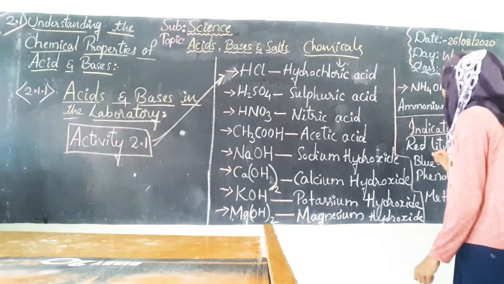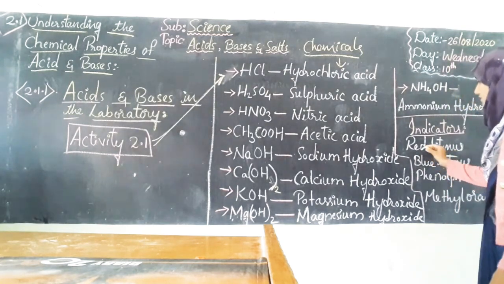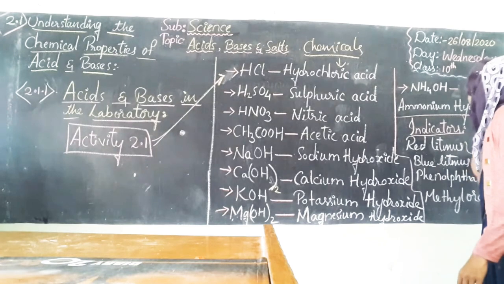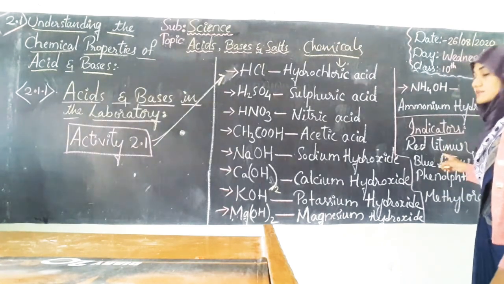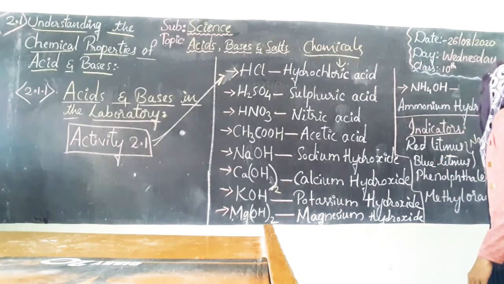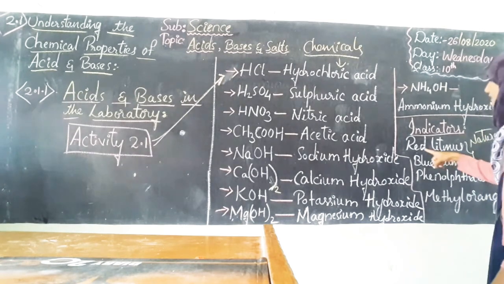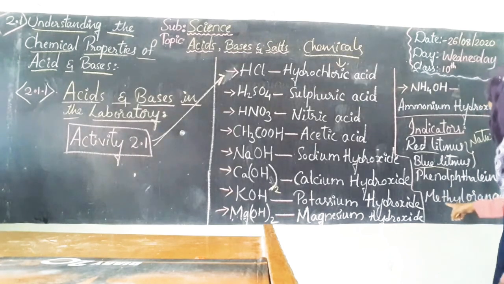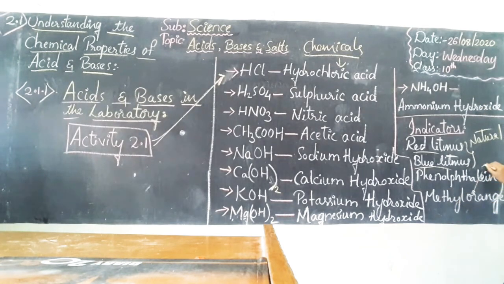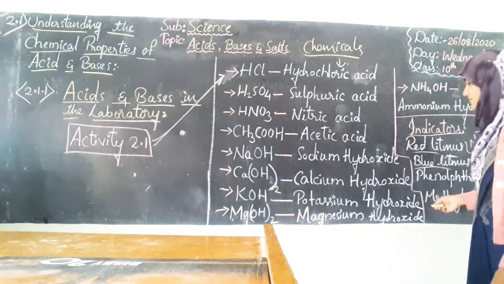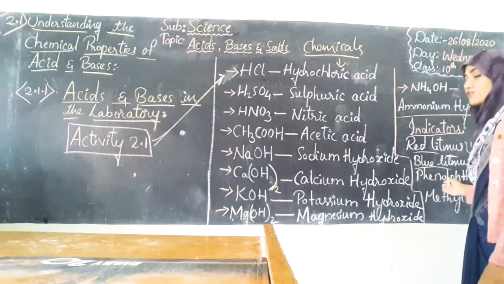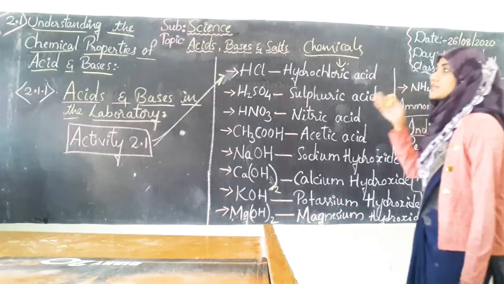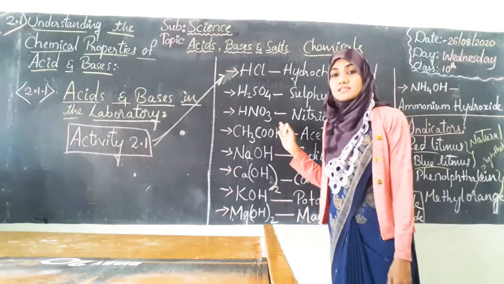Students, revise by yourself. Already we have studied red and blue litmus. What kind of indicators are these? These are natural indicators, right? Red and blue litmus are natural indicators, whereas phenolphthalein and methyl orange are synthetic indicators. Synthetic means artificially prepared. So by using these four indicators, we will detect the chemical properties of acids and bases.